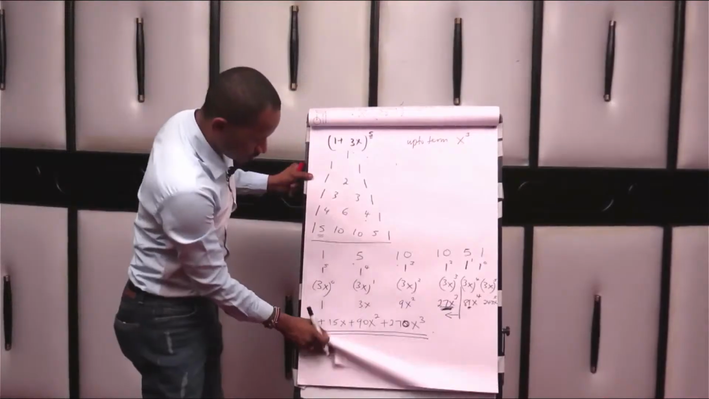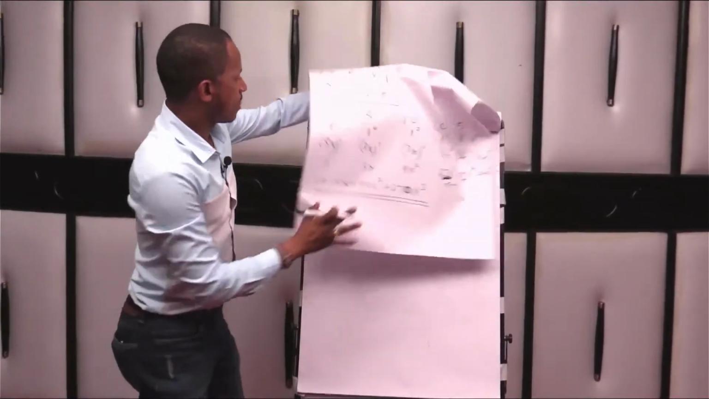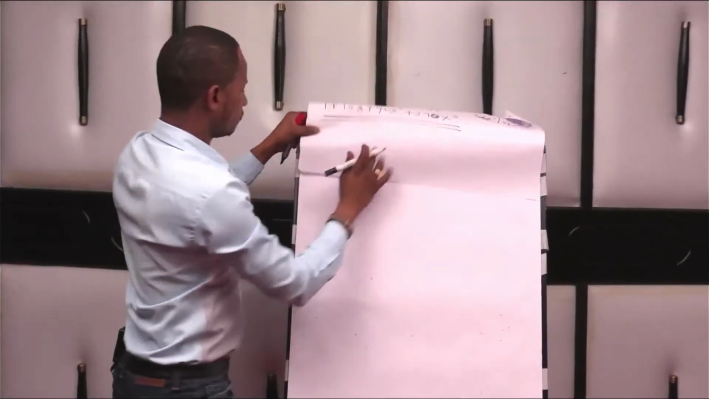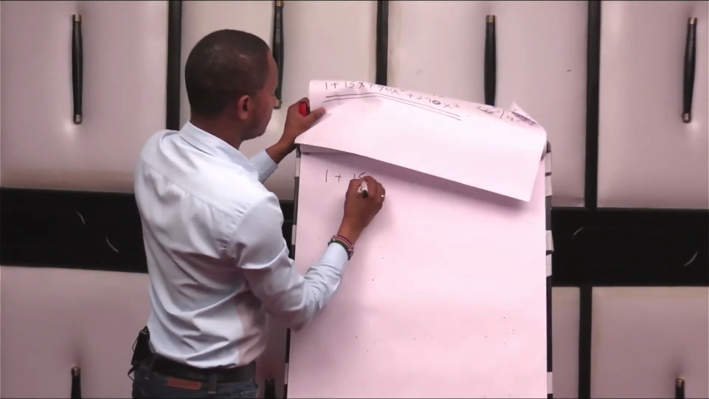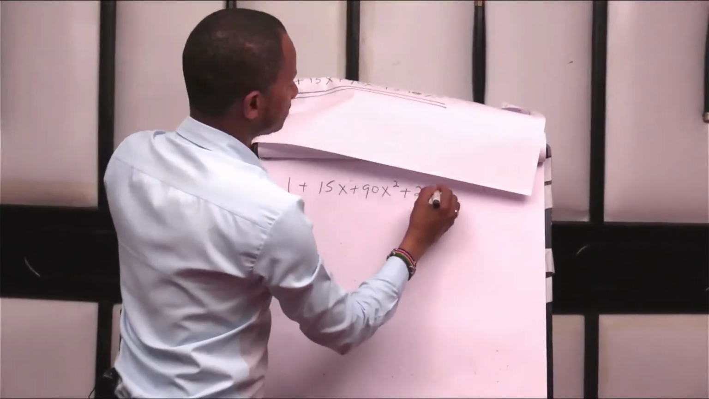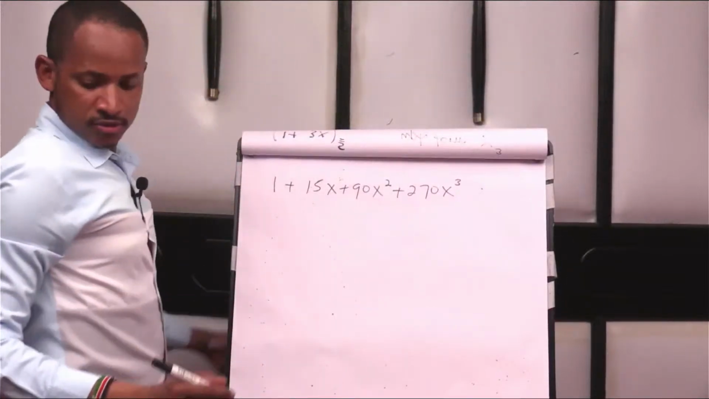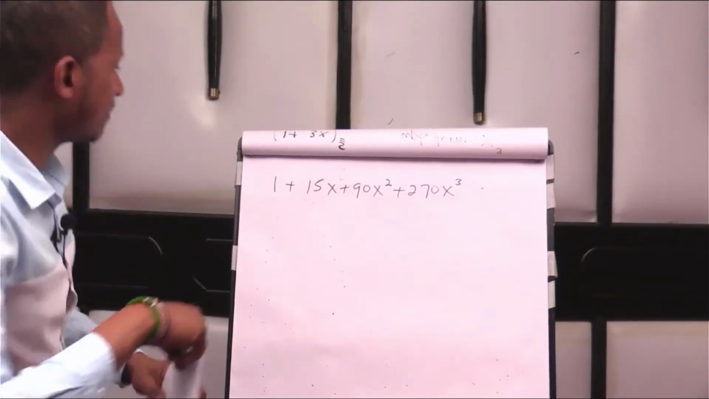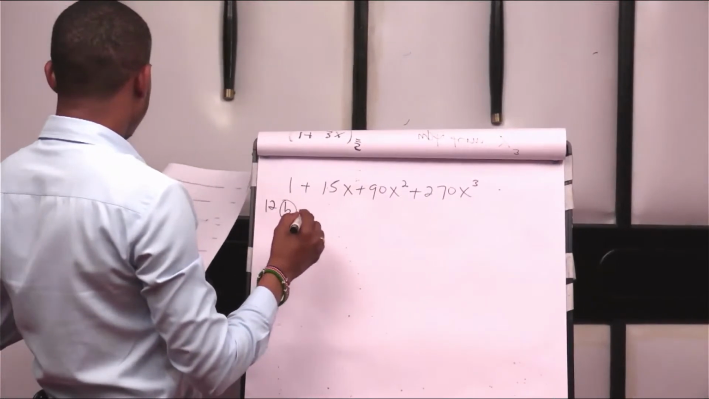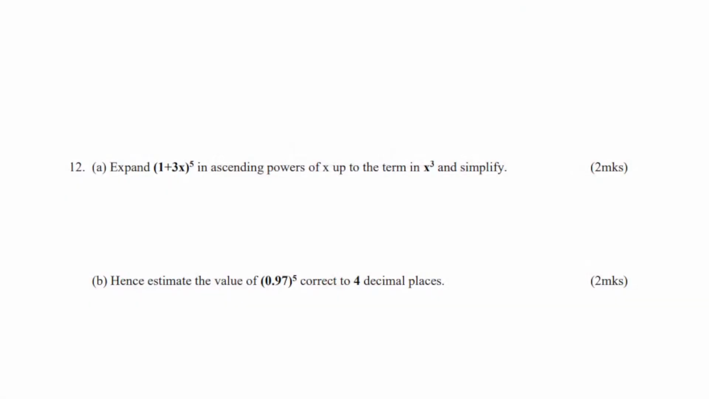Then that is part 1 of this question. Part 2 of this question, they are always related. So part 2 of this question, the answer is 1 plus 15x plus 90x squared plus 270x cubed. So this is a very interesting part. Part 2, part B, 12B, says, hence estimate the value of 0.97 raised to power 5. Correct to 4 decimal places.